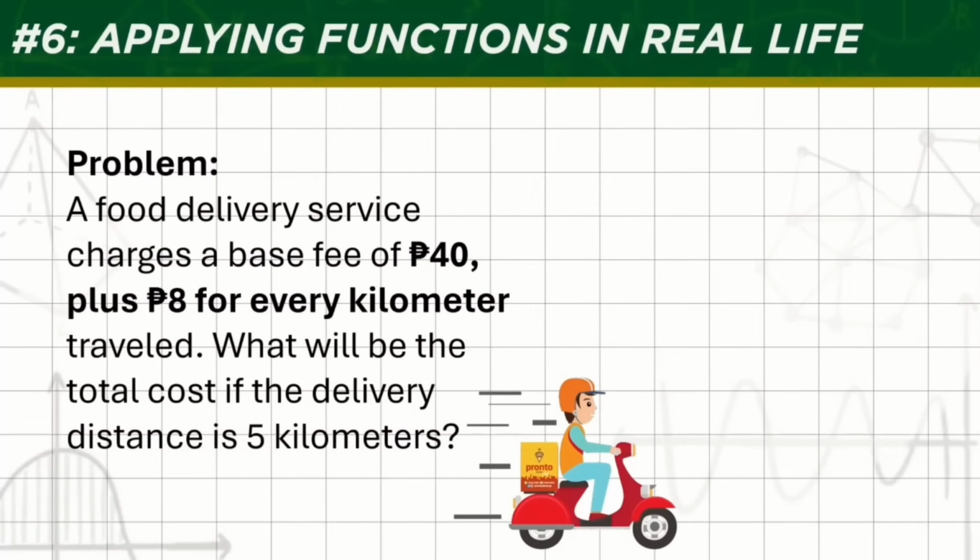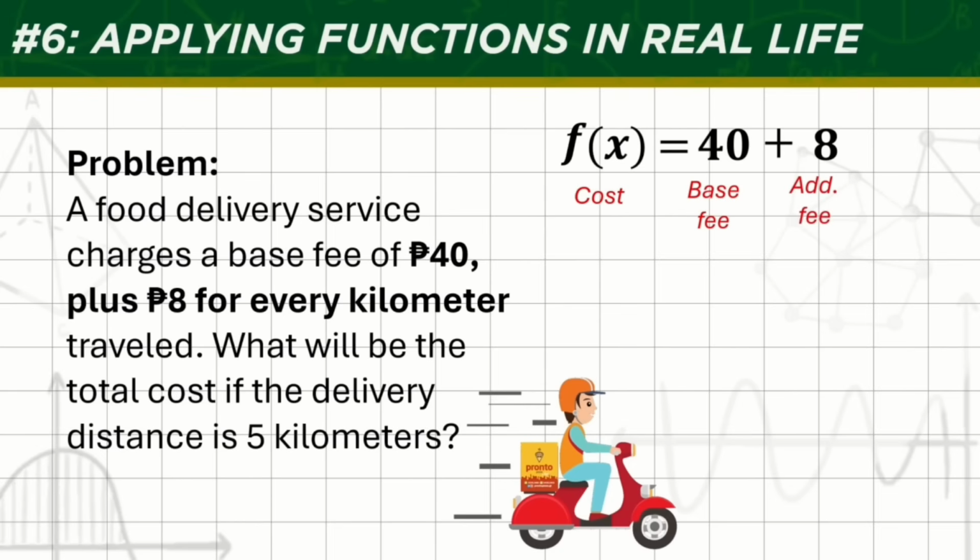Let's apply this to solve a real problem. A food delivery service charges a base fee of 40 pesos, plus 8 for every kilometer traveled. What will be the cost if the delivery distance is 5 kilometers? Based on the problem, we can represent the situation using a function. Let f of x be the total cost of the delivery. The 40 pesos is the base fee, plus 8 as the additional fee per kilometer, and x represents the number of kilometers traveled.